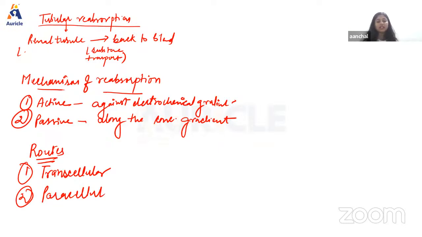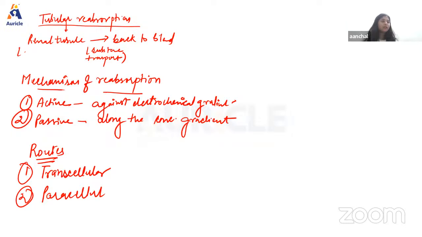Okay, then in transcellular the substances move through the cell, and it includes transport of substances from the tubular lumen into the tubular cell through the apical surface of the cell, and from the tubular cell into interstitial fluid, and interstitial fluid into capillary. Whereas in the paracellular route, substances move through the intercellular space, and it includes the transport of substances from the tubular lumen into interstitial fluid present in the lateral intercellular space through the tight junction between the cells, right?